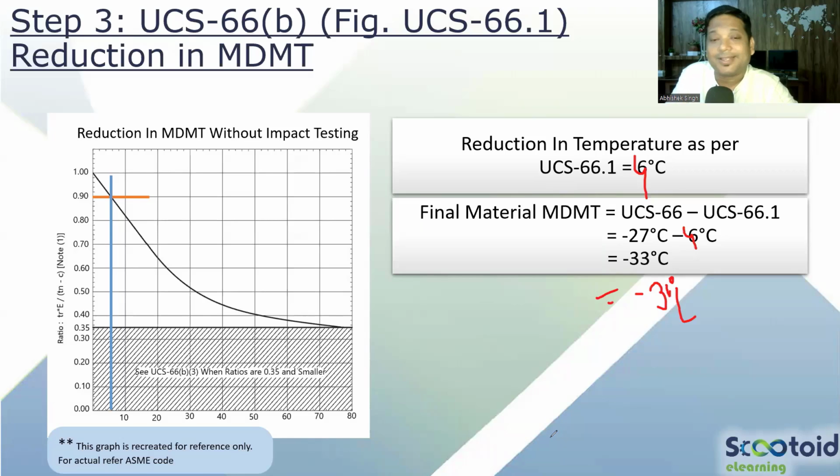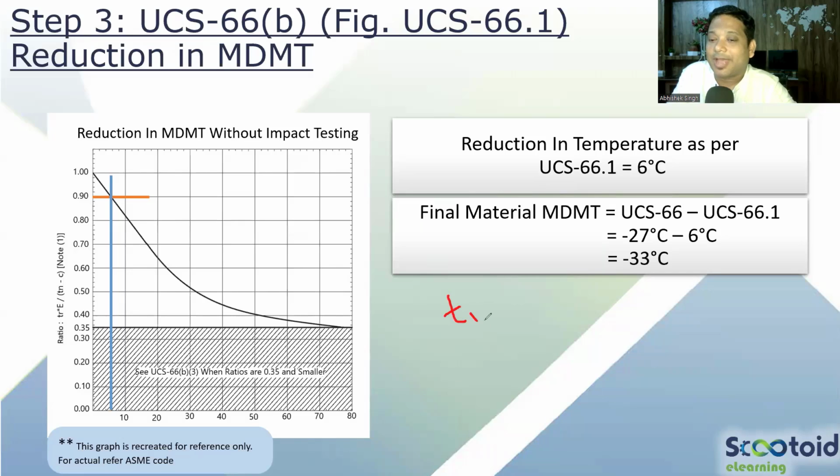By using 66.1, I have gone till step 3, but still not exempted. Then, do I have anything additional? Yes.